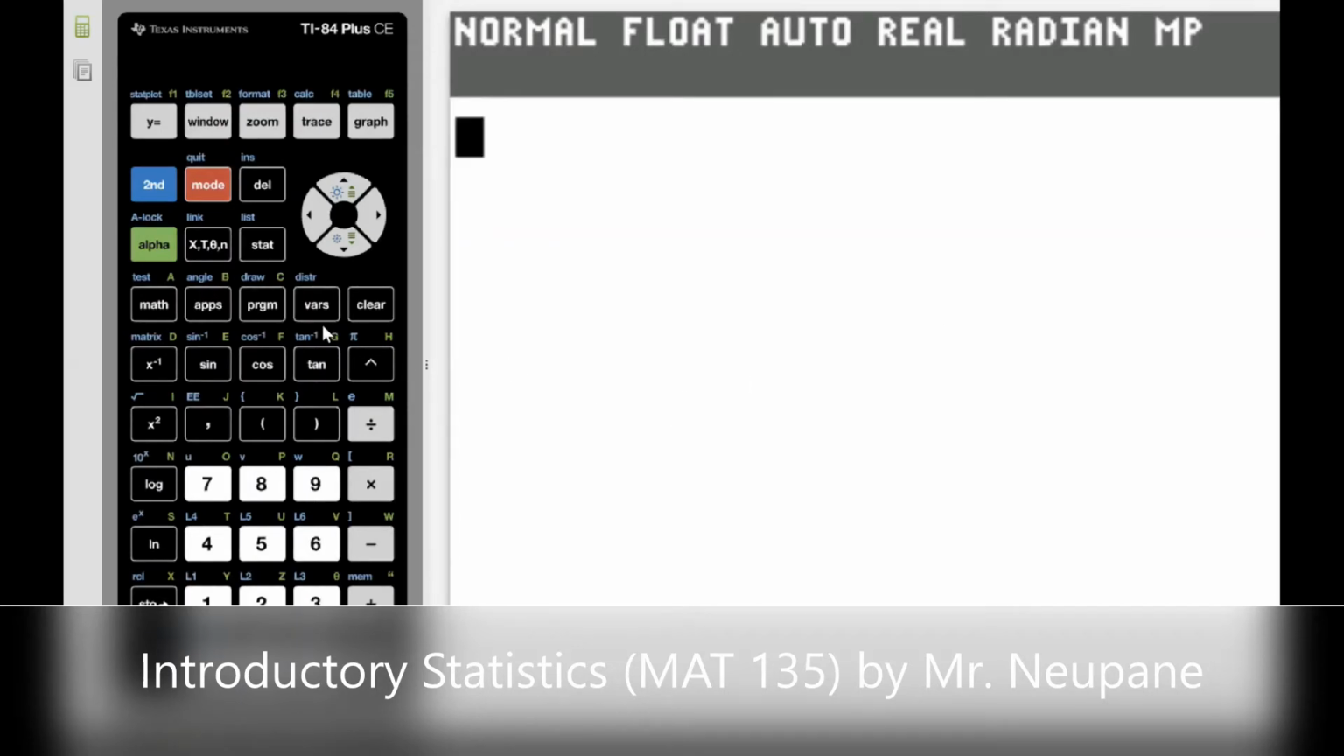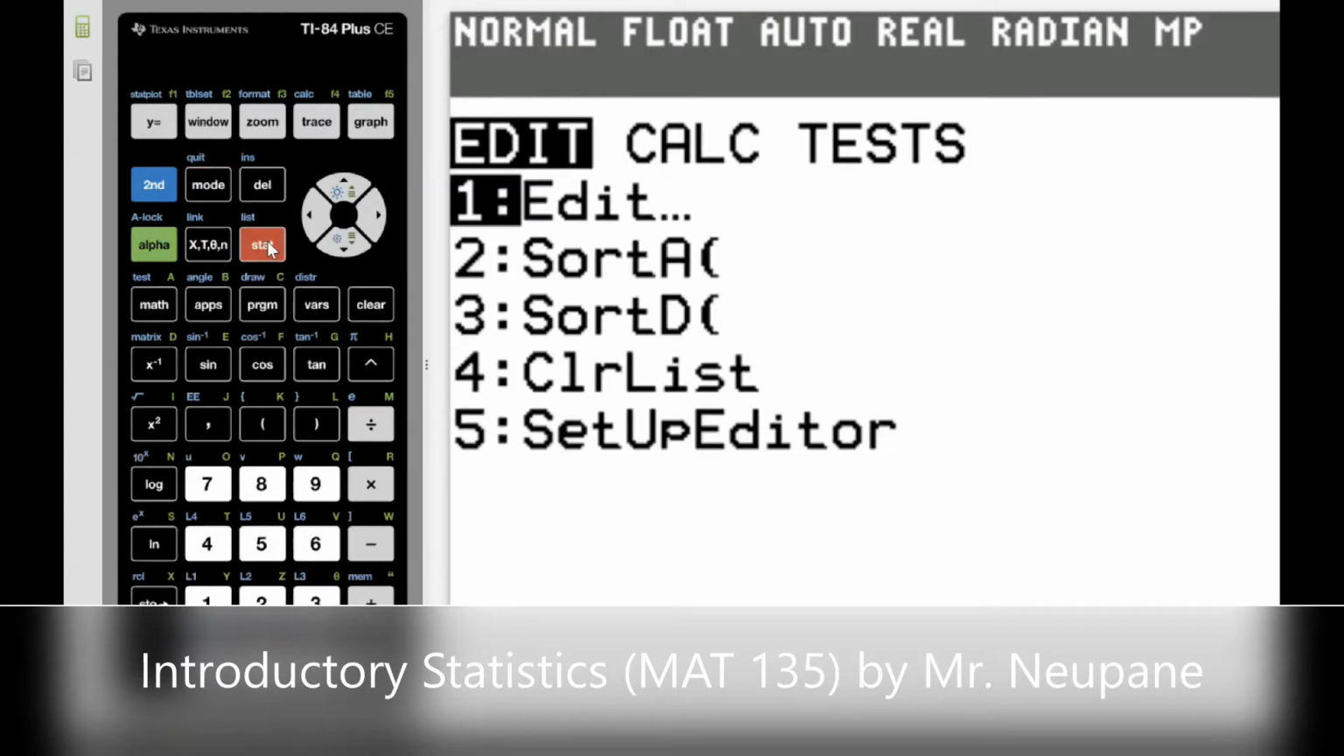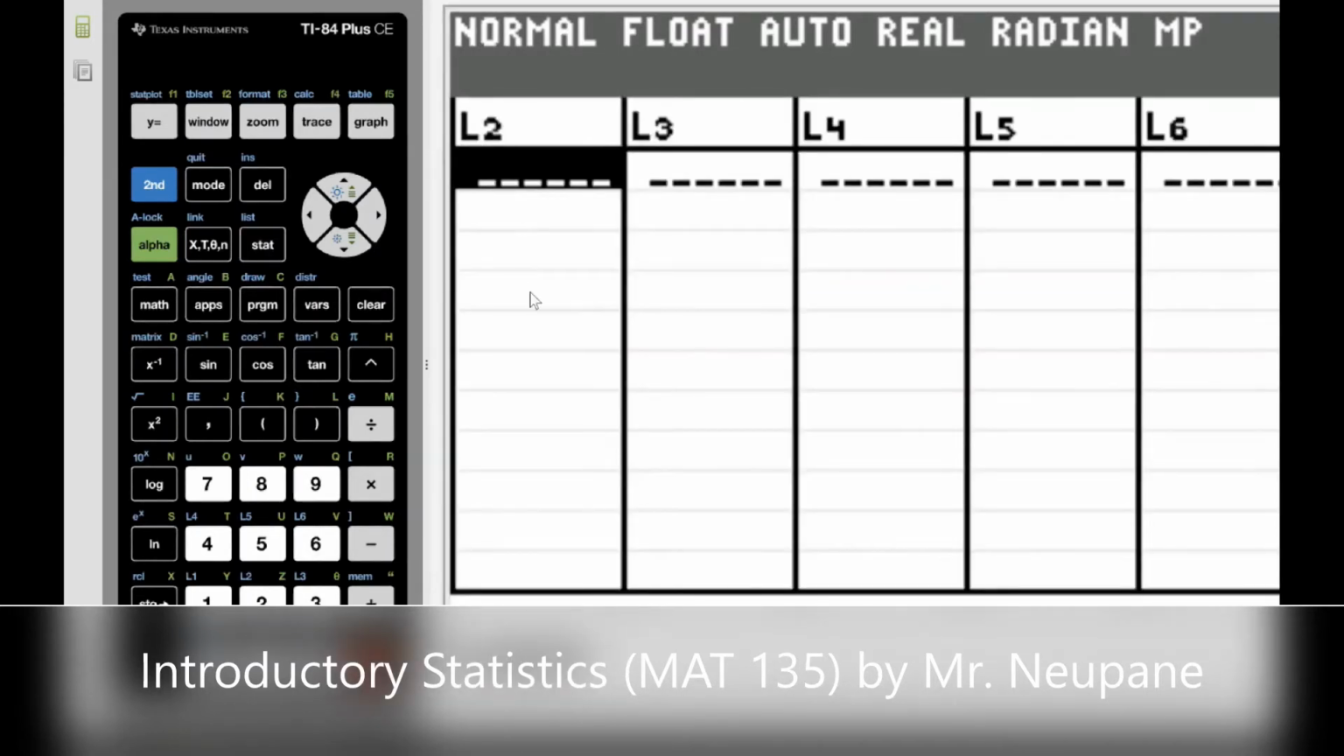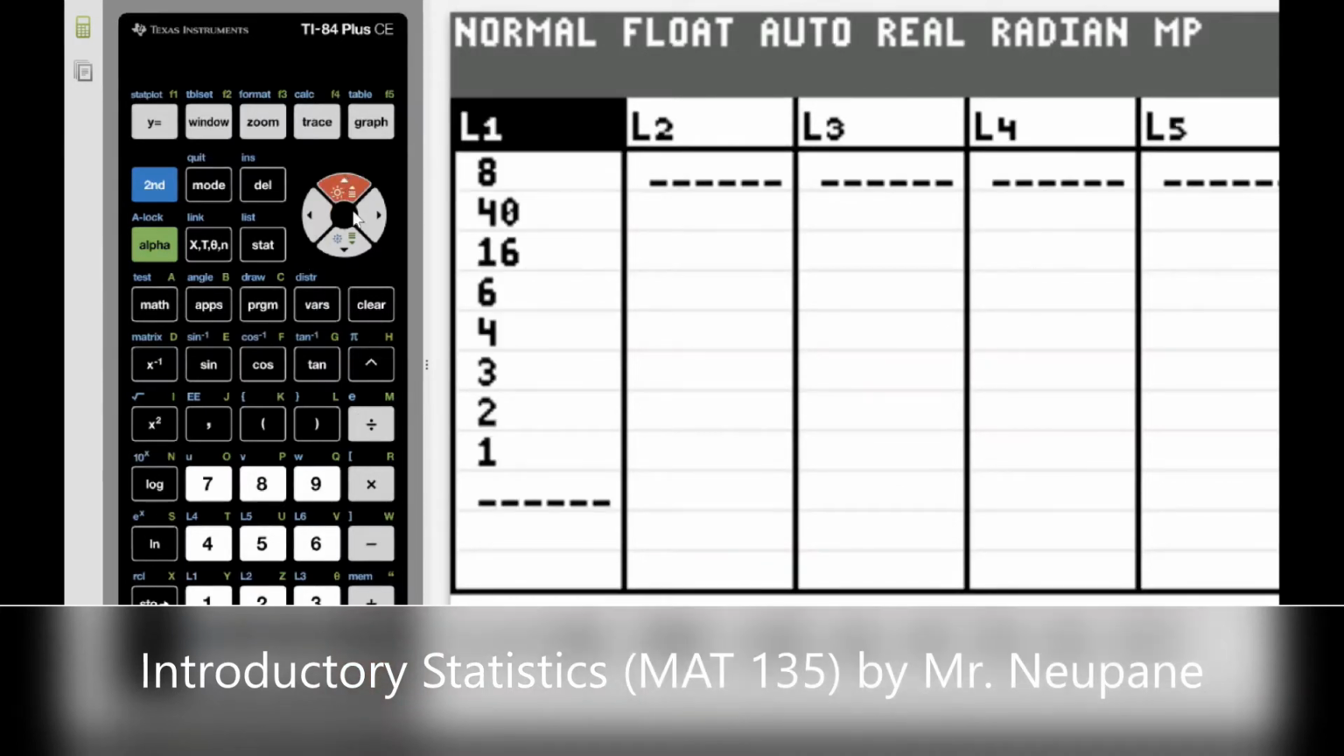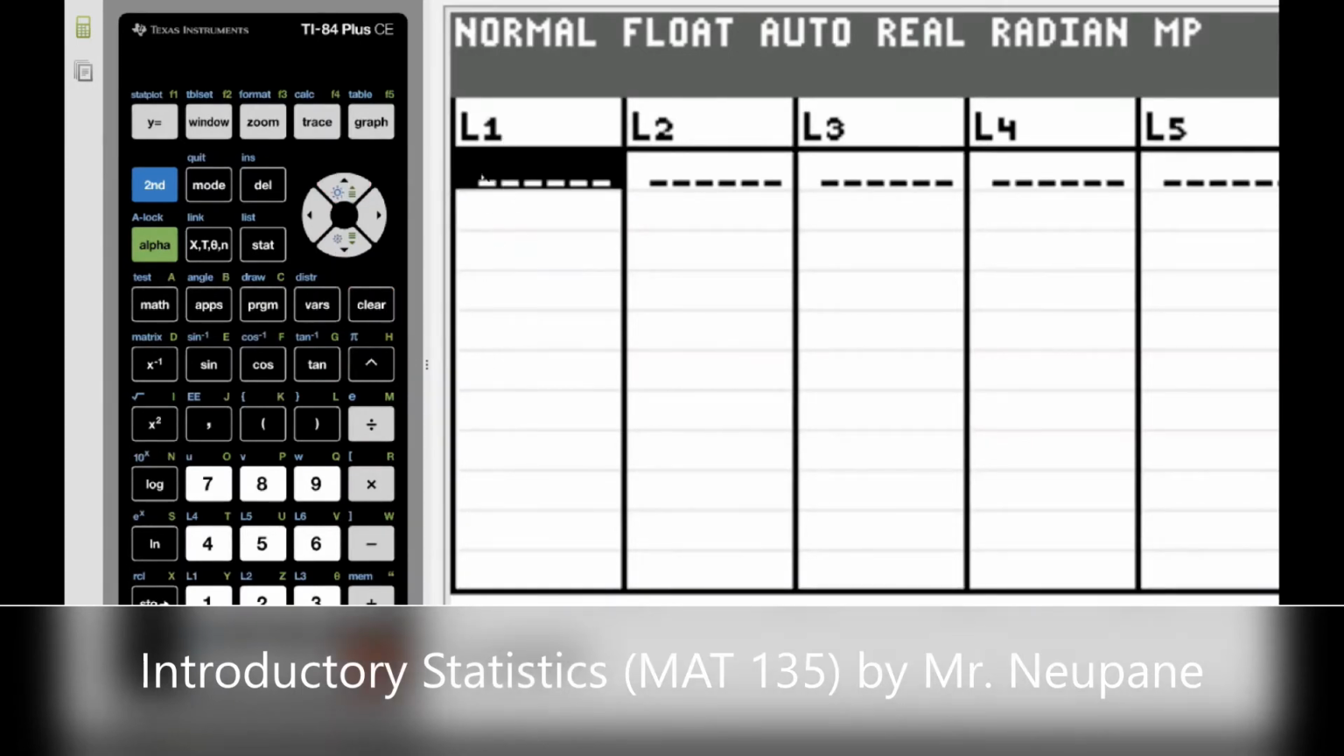Please follow along with me. You'll go to Stat and then select number 1, or just press enter since it's already selected. Then it will bring up the list like this. In list 1 you have the X values. My list 1 already has something, so let me clear that first. So in list 1, enter those X values.